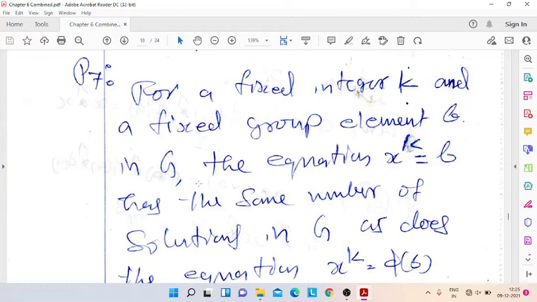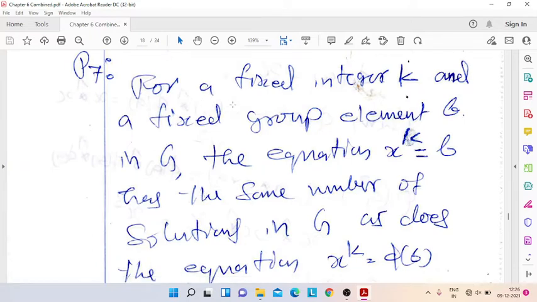And this video is a continuation of the properties of isomorphism of groups. In a previous video, we have discussed many properties, five or six properties we discussed. In this video, we are going to see another property.